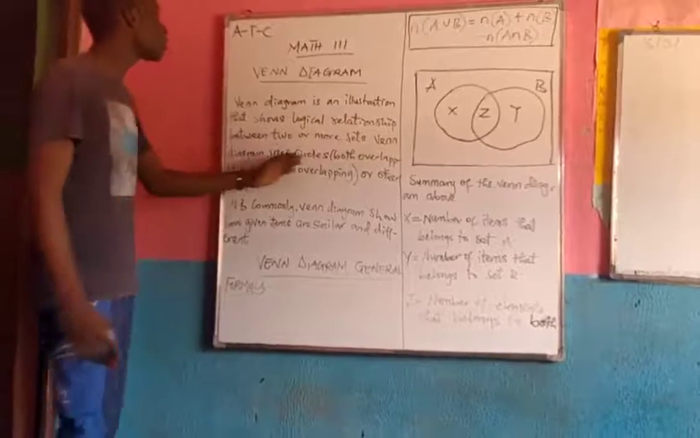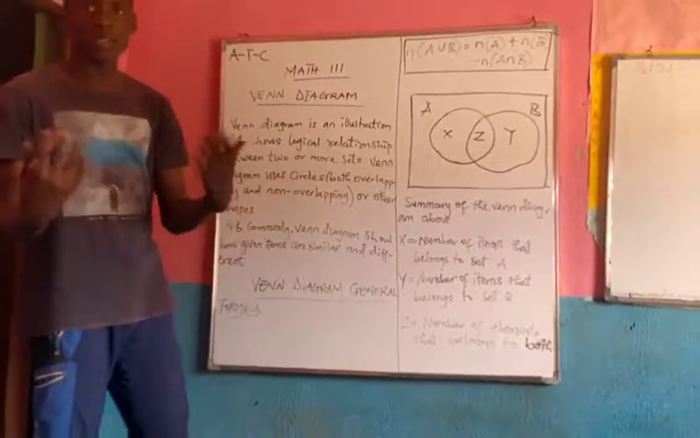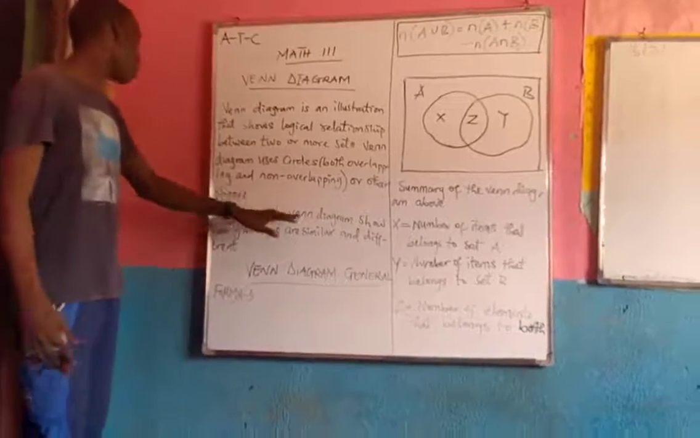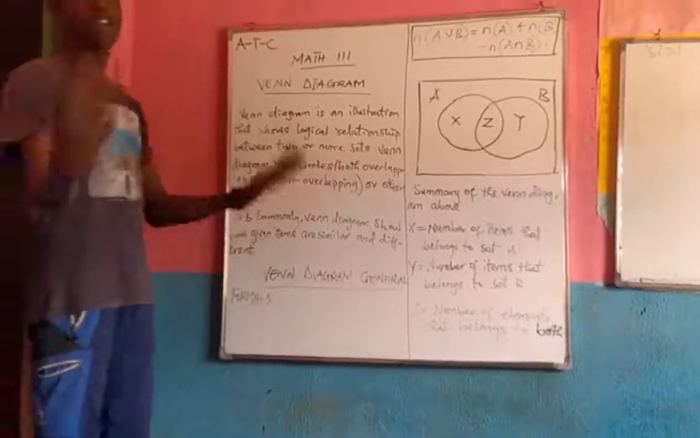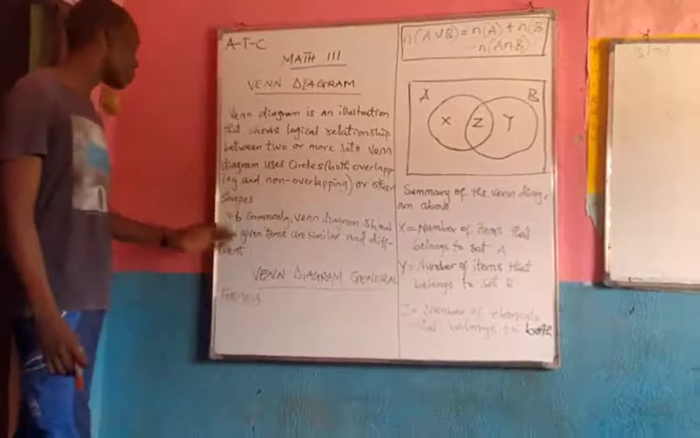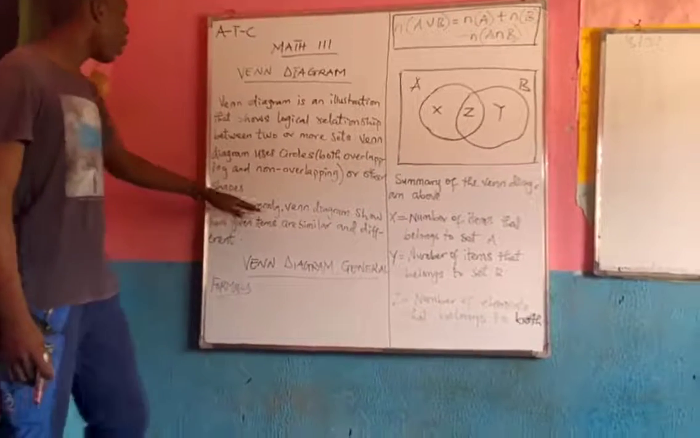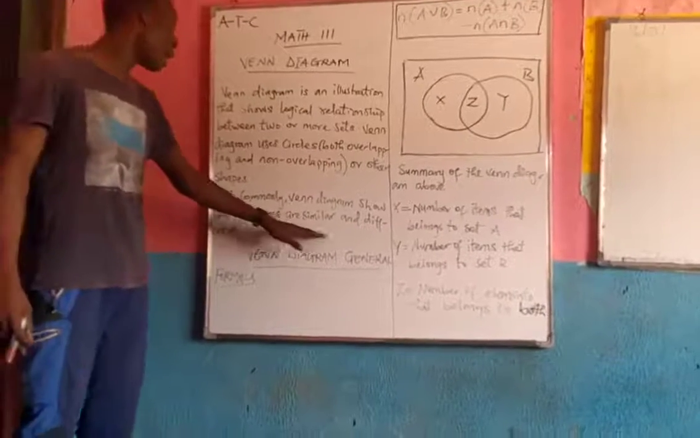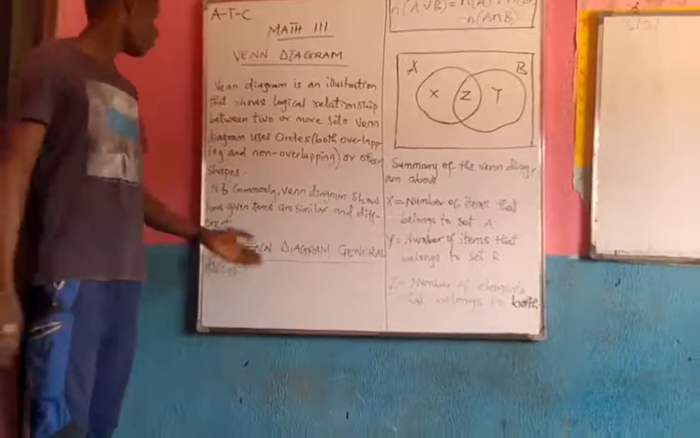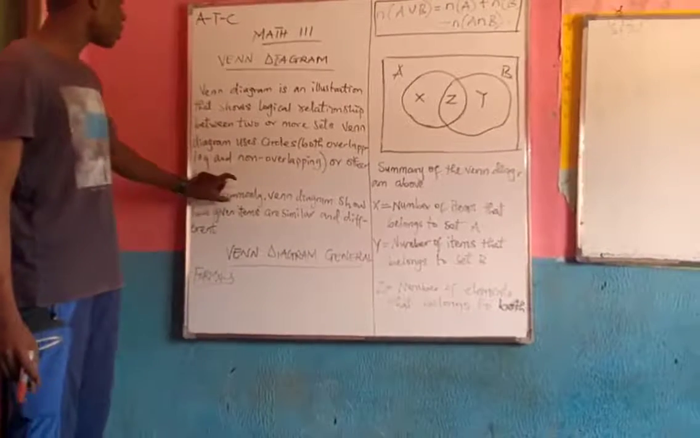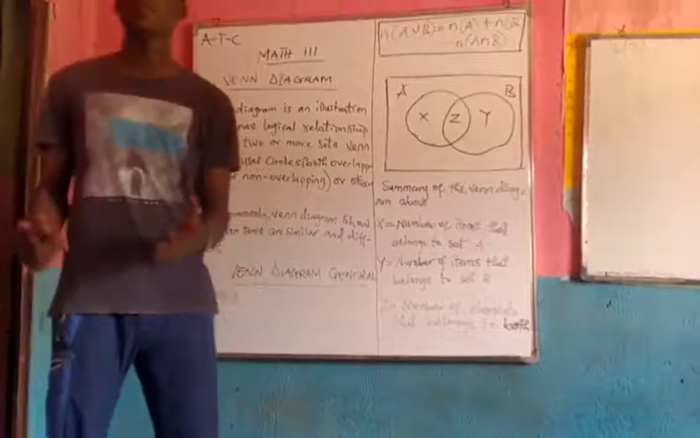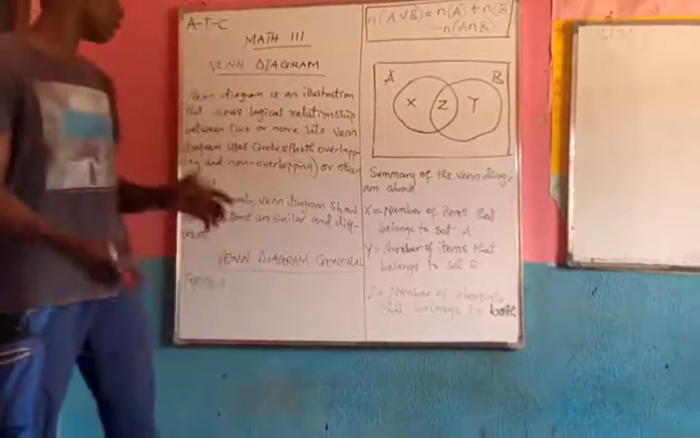Now, a Venn diagram uses circles, both overlapping and non-overlapping circles, or other shapes. You can find other shapes, but mostly it's usually circles. Now, note well, commonly a Venn diagram shows how given items are similar and different. It's a relationship between two or more items.